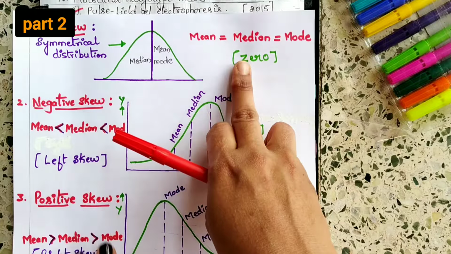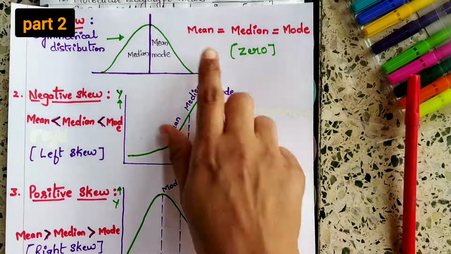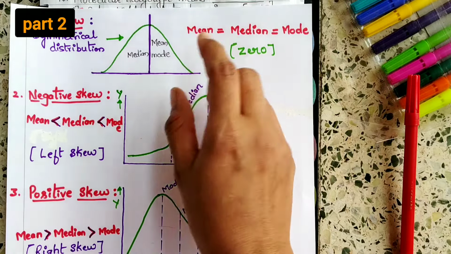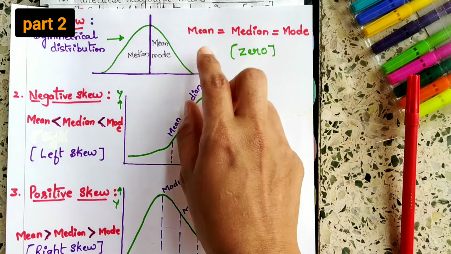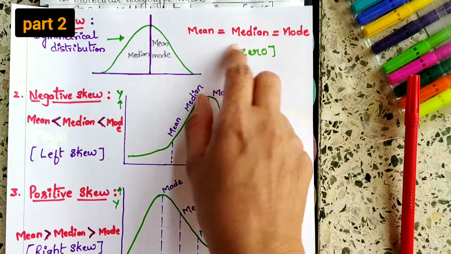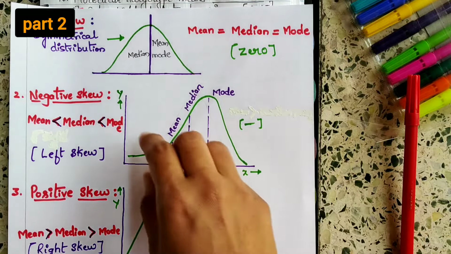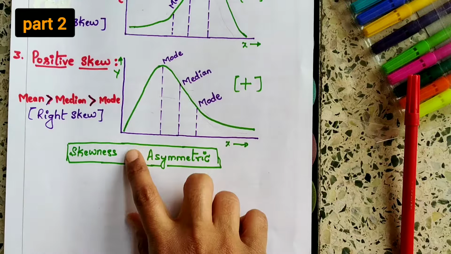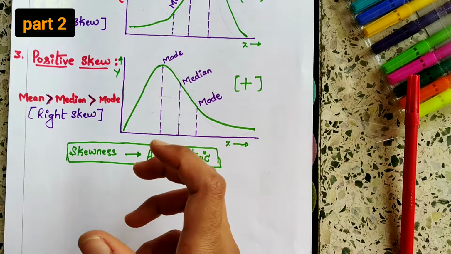That means it is 0. Here I hope you know what mean, median and mode are. Mean is the sum divided by the count, mode is the most repeated number, and median is the middle number, right. Mean gives the average. And skewness gives the data on the shape of the data, okay. It gives the shape of the data.